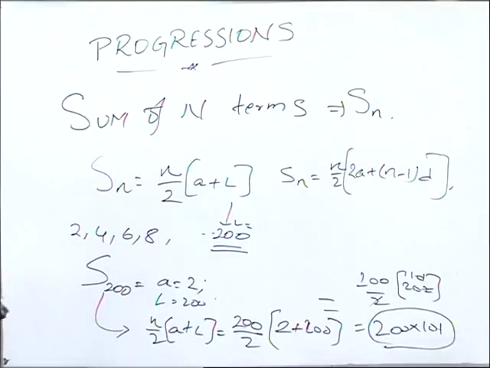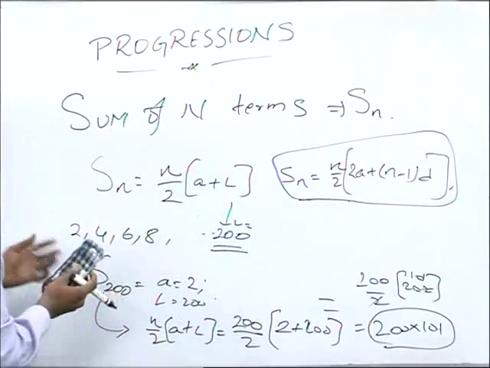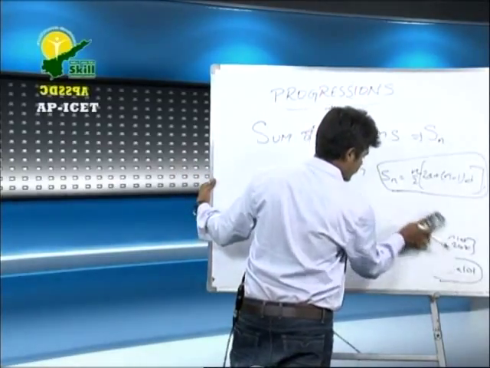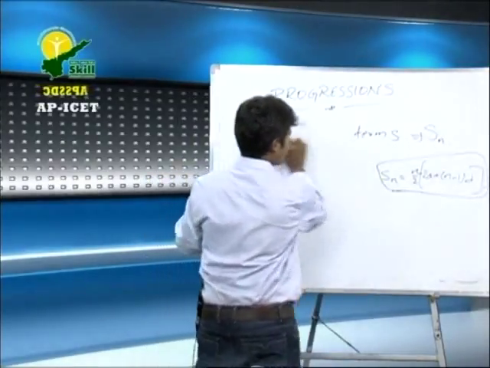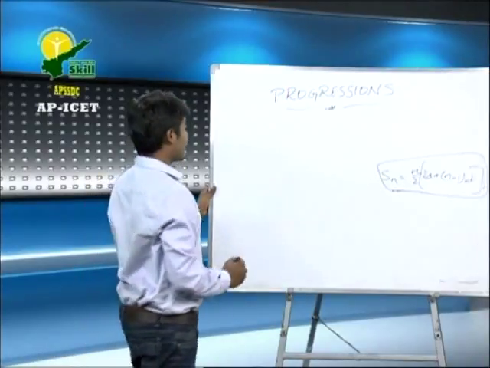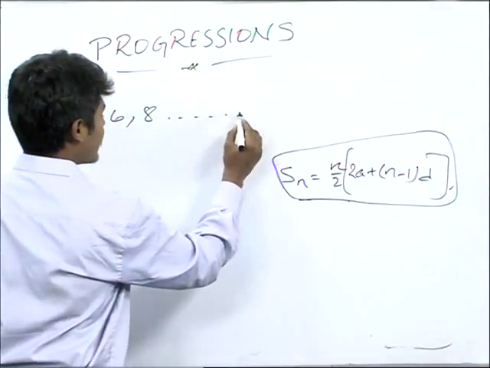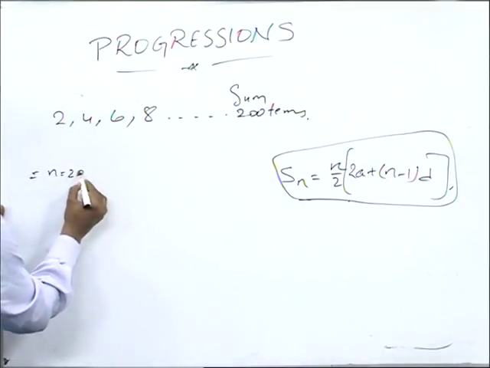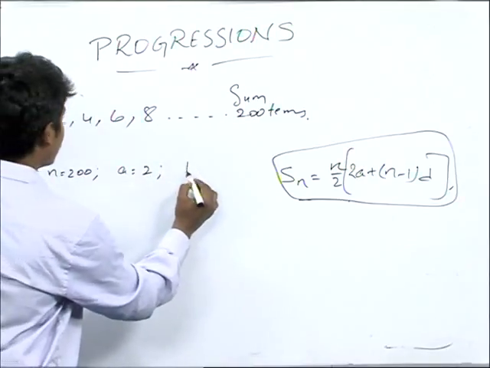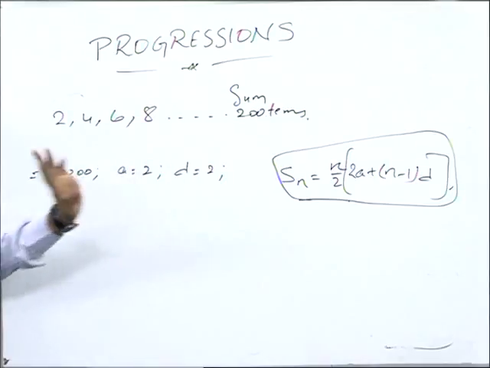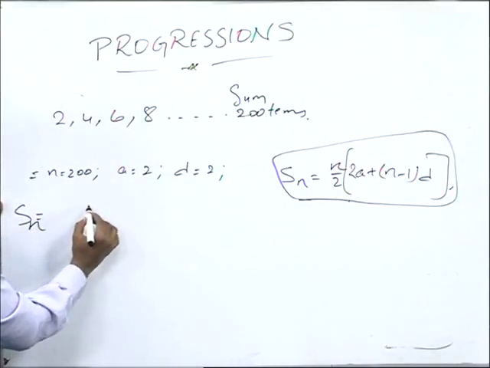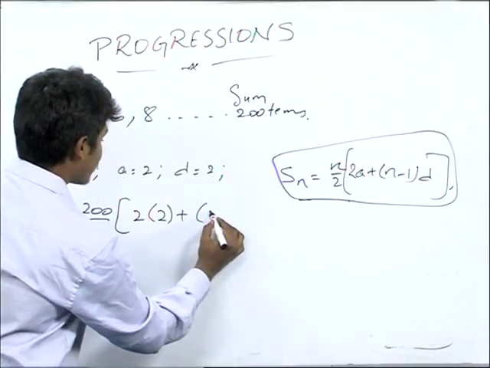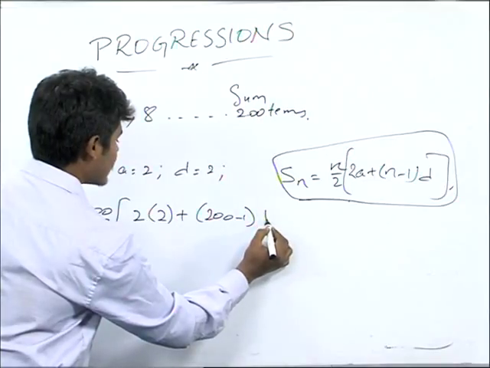Now let's calculate the same sum, the sum to 200 terms, by using the other formula. Here the series is 2, 4, 6, 8, so on. Calculate the sum up to 200 terms. Here n is 200, a is 2, d is 2. Substituting these values in the equation, Sn equals n by 2, that is 200 by 2, into 2 times a, that is 2 plus (200 minus 1) into d, where d is 2.